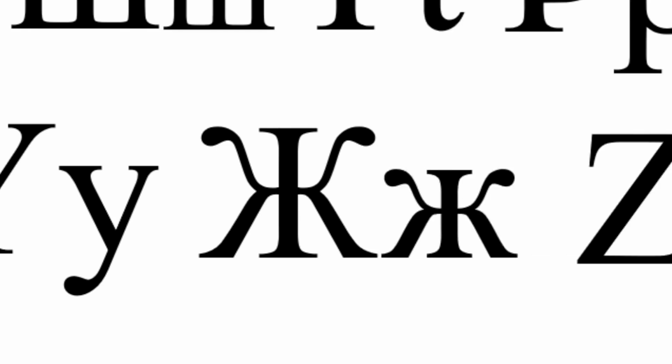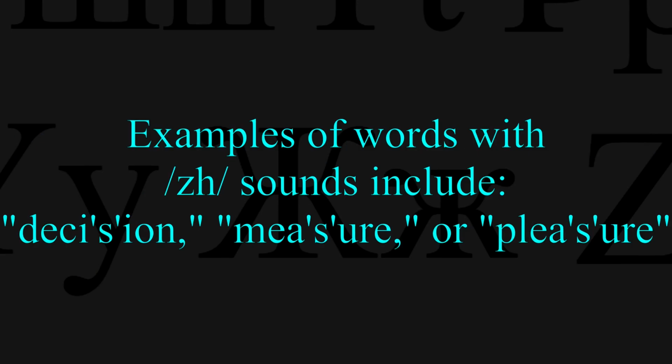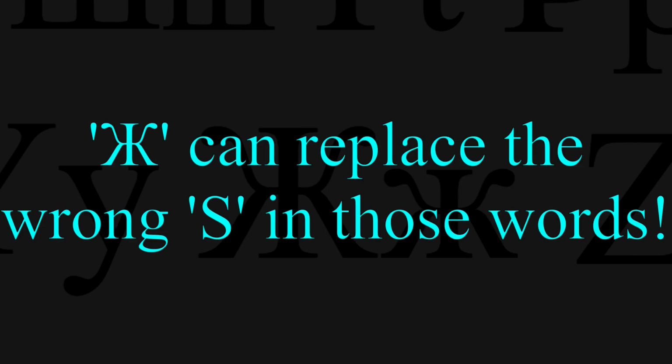Now we have one more additional letter. This letter is also in the Cyrillic alphabet. This is called Zhe, and is used to make a ZH sound. We don't have many, but there are words that have a ZH sound, like decision, pleasure, vision, measure, etc. This letter can easily help replace the wrong S in those words.